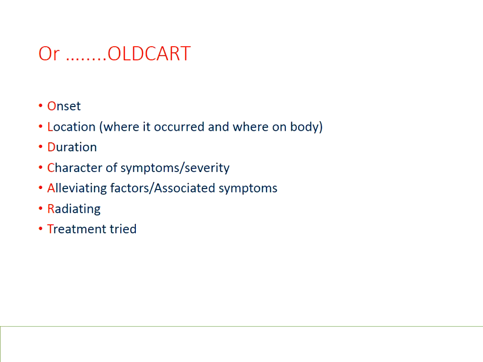So the last one we're looking at is OLD CART, or in some books you might see this as OLD QART, where the character is replaced by quality, but OLD CART's easy to remember. So again, we have onset, location, much like site in the previous examples, duration, character of symptoms or severity, alleviating factors or associated symptoms, radiation, and any treatments tried.